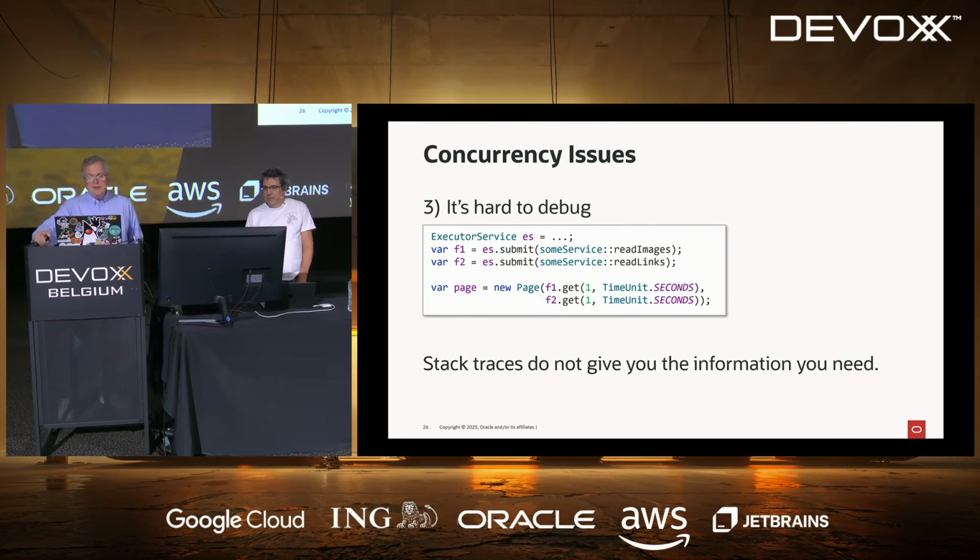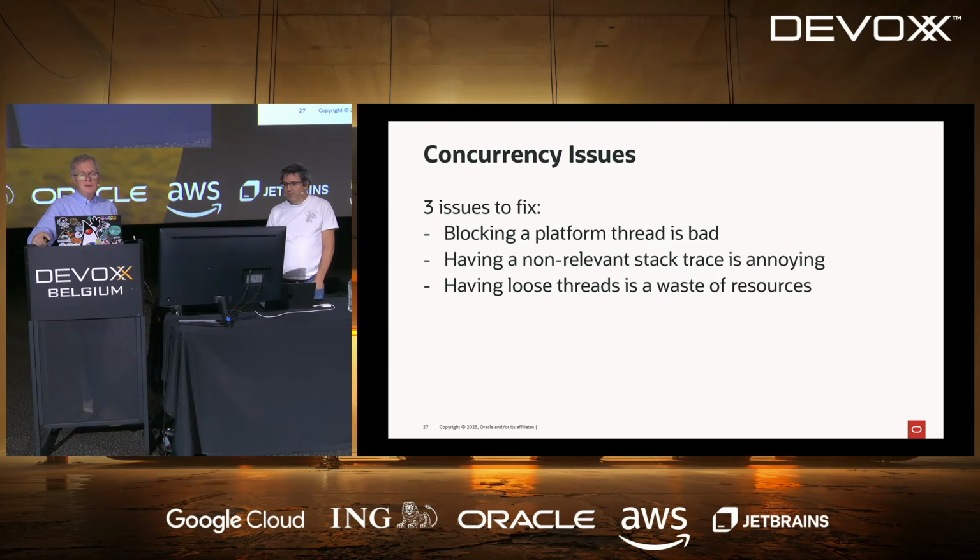And the third one is that it's hard to debug. And why is it hard to debug? Because the stack traces you have when you have exceptions in such code don't give you any information about what is actually happening in your application. And we're going to see stack traces to show you that precisely.